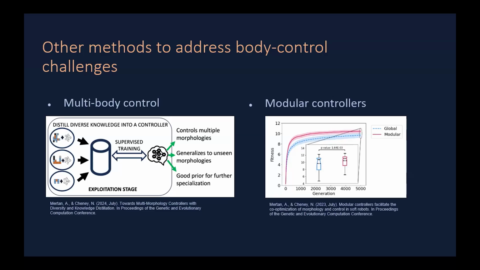Another way to deal with this is to use modular controllers instead of a global controller. Remember what I said before. One of the challenges, for example, with transferring experience is that a robot with a different body might require a completely different architecture of control. If you use modular controllers where every part of the robot has its own control, you deal with this problem.